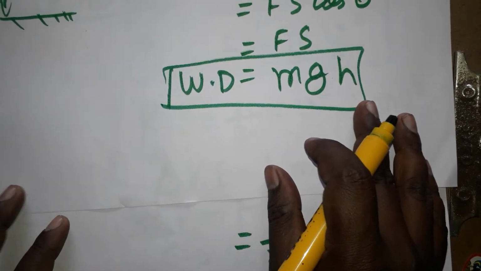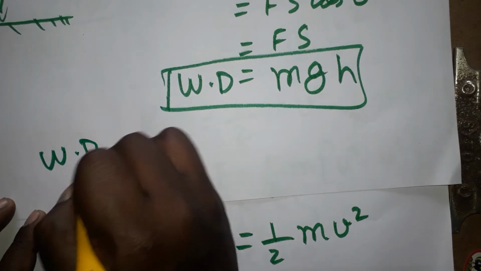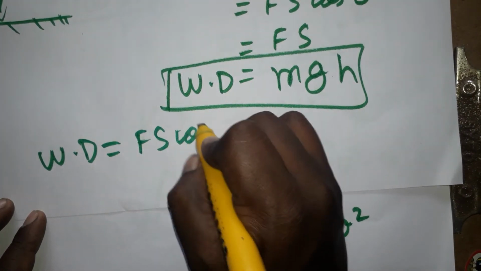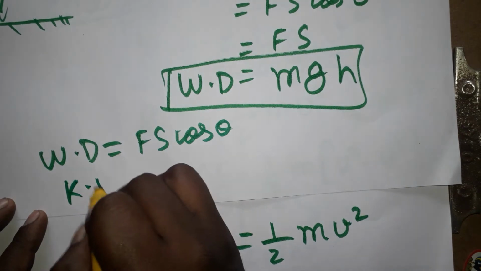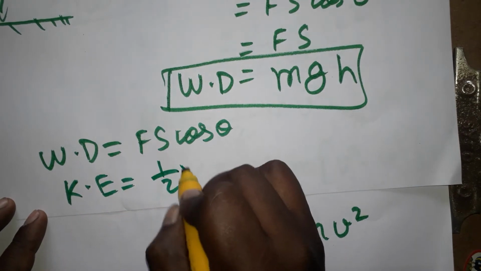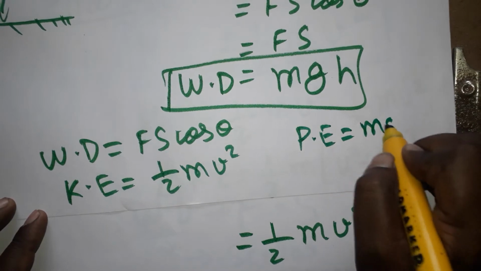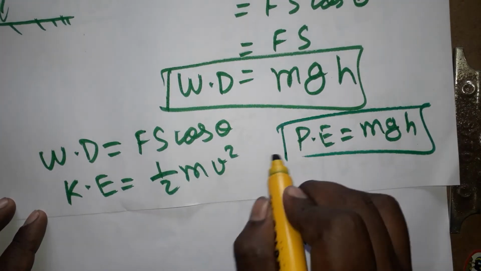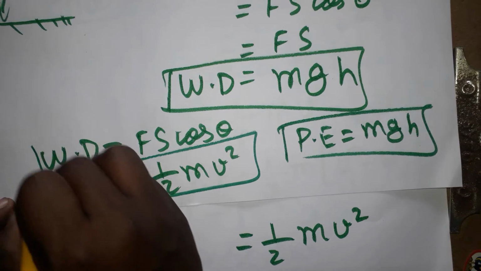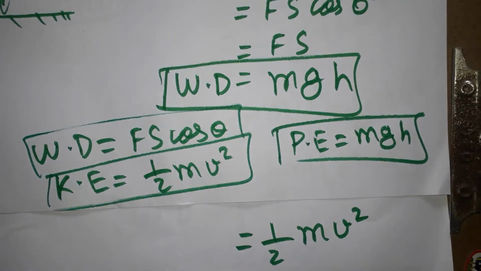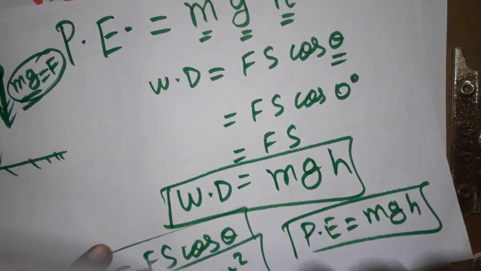So actually we learned three formulas. One is work done is equal to Fs cos theta. Another one, kinetic energy. Kinetic energy is equal to half m v square. The next one, potential energy. Potential energy is equal to mgh. Okay. Now I am going to give you the unit of energy. Whether it is work done or energy, the unit will be the same.